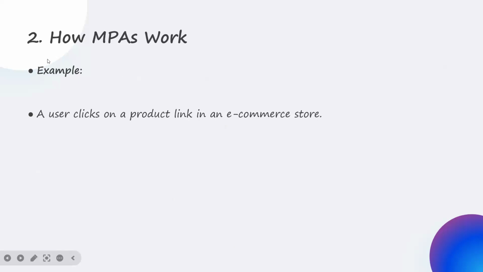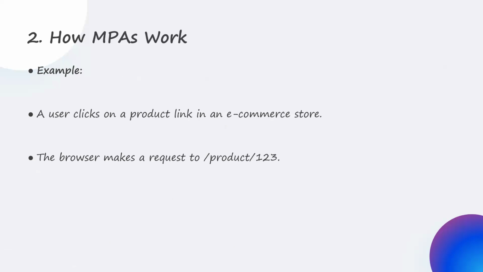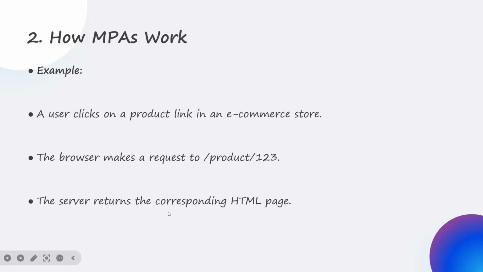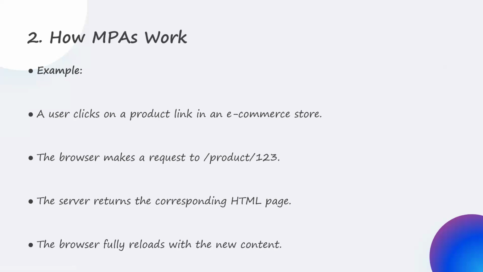Example is this. A user clicks on a product link in an e-commerce store. So when you see a product on an e-commerce website and click on either the image or any link on the website, the browser will make a request to maybe something like /product/123. Okay, so now this request will go to the server. The server will return the corresponding HTML page. Then the browser will fully reload the new content.